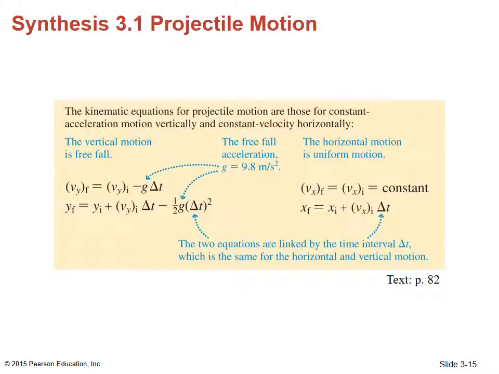The kinematic equations for projectile motion are those for constant acceleration motion vertically and constant velocity horizontally. The time must be the same for both sets of equations since we are describing the motion of a single object.